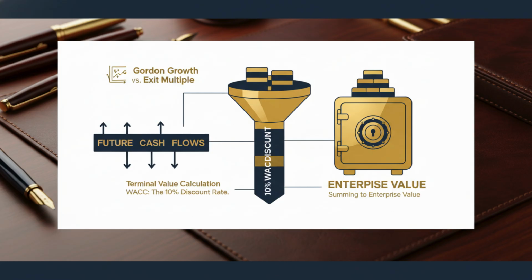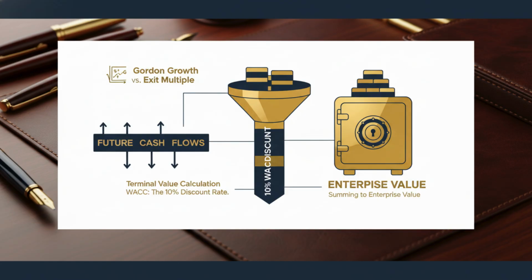Most of a company's value lies beyond the 5-year forecast. This is the terminal value. We typically use the Gordon growth method or an exit multiple to estimate this forever value. Simultaneously, we determine the weighted average cost of capital, or WACC, which serves as our discount rate. If the WACC is 10%, we are essentially saying that $110 next year is worth $100 today.